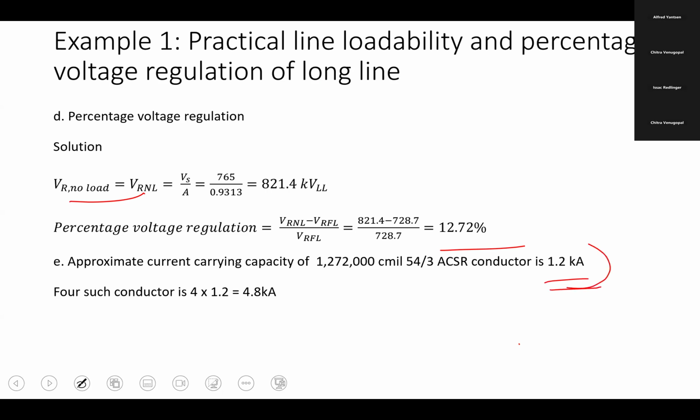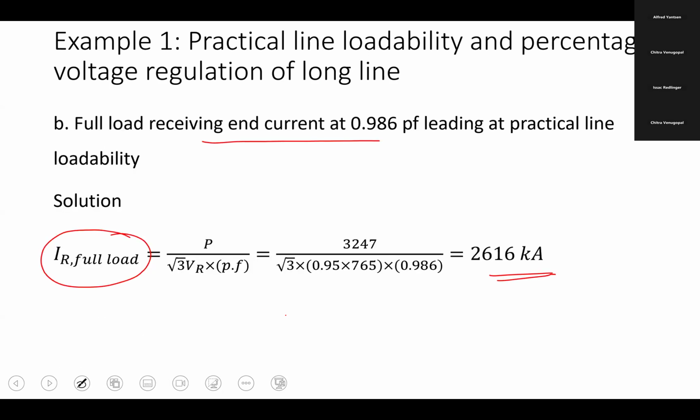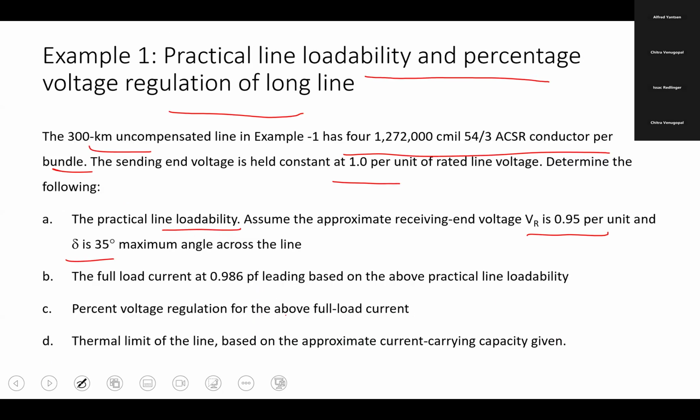So each line is carrying 1.2 kA, which means 4 lines should carry 4.8 kA. So we are defining the current capacity of the line, voltage capacity of the line, and power capacity of the line in this example. Okay. So I'll give you a few minutes. You can go ahead and take a look at this question and then tell me your understanding or your questions.